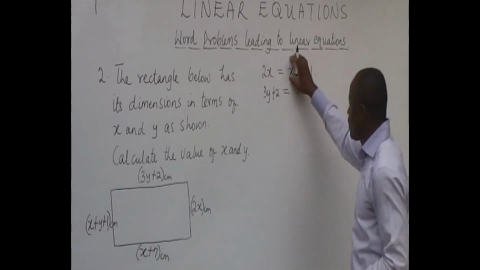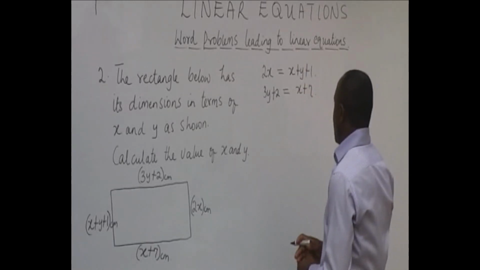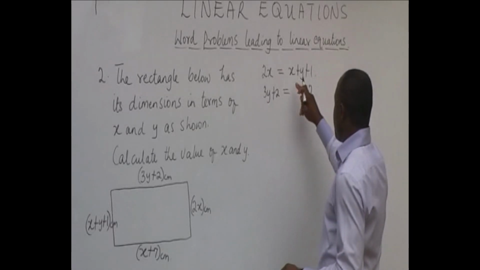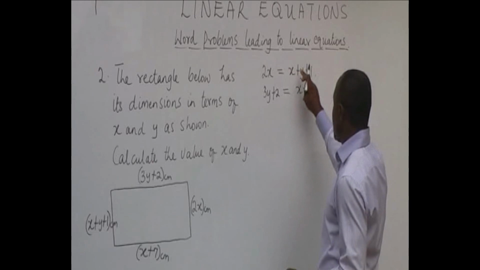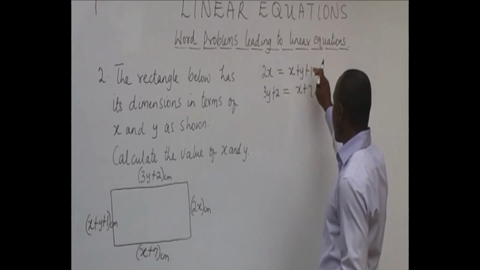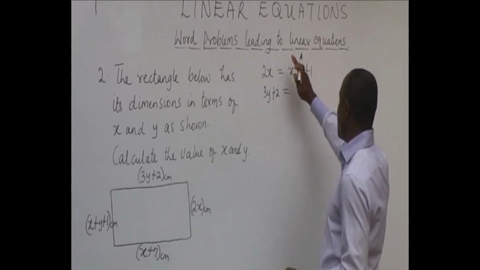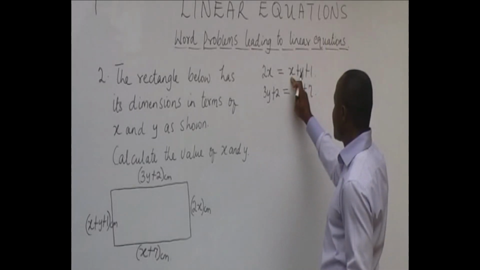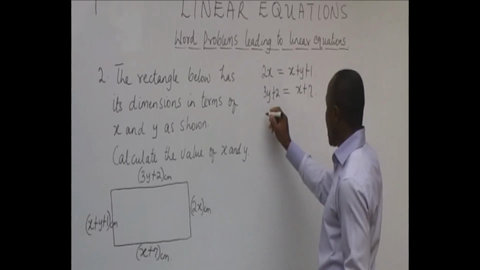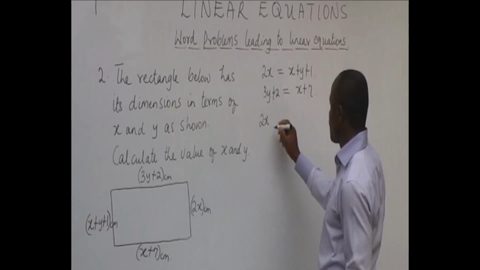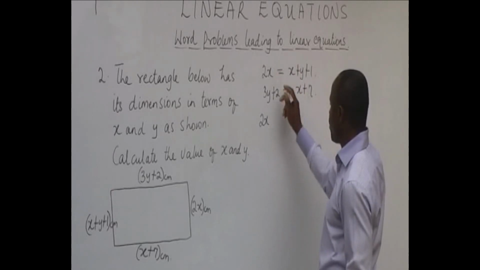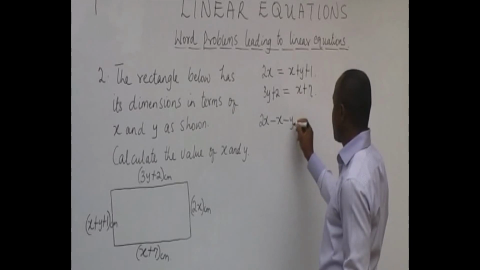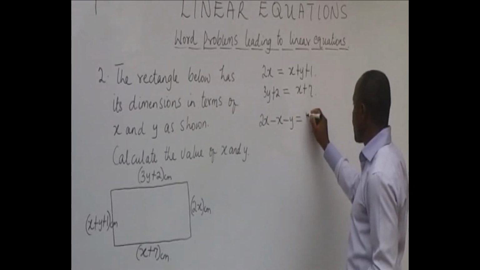From the first, we can derive an equation. Bring x and y to the left hand side, and allow only 1 to be on the right hand side of the equation. That one becomes 2x. X coming to this side will change to minus x. Y coming to that side will change to minus y. Is equal to 1, which is already here.